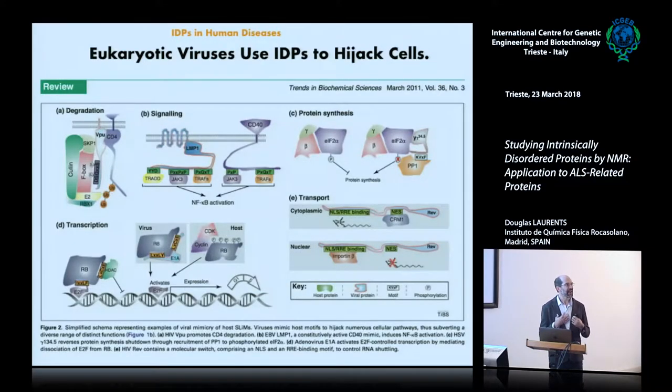So not just our proteins, but also viral proteins can take advantage of this effect. Viruses have many intrinsically disordered domains that manipulate our transcription and translation and degradation regulatory processes to favor conditions that the viruses can use to grow better. So viruses are exploiting IDPs to hijack cells.